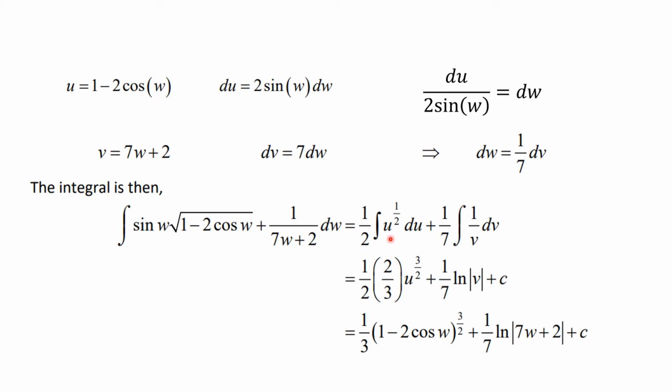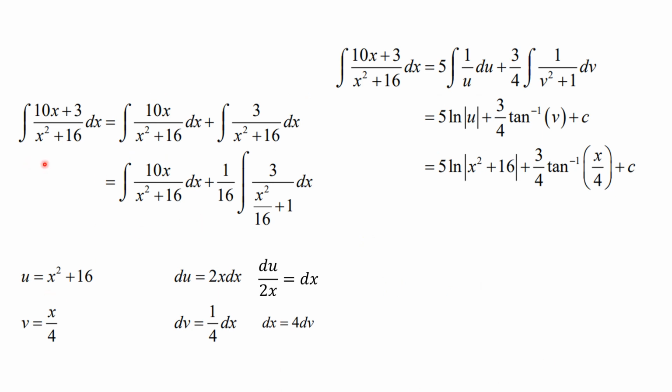Okay, so here I add 1 to the exponent and divide by the new exponent. That's going to be 2 over 3 u to the 3 over 2, and that's also times this half to start with. Plus this is 1 over 7, that's the ln of the absolute value of v plus c. Returning to my native variables, I write the final answer this way as a simplified answer.